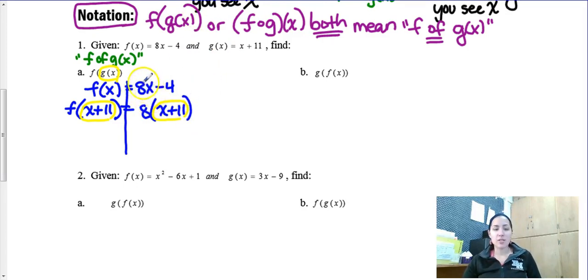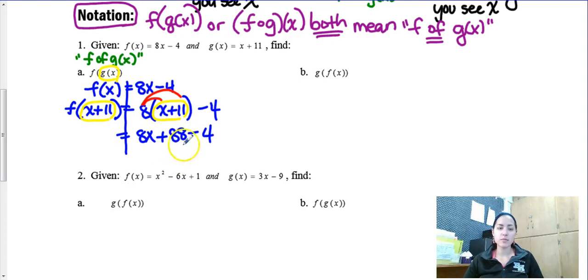Following my guide, I just took care of 8x. That minus 4 is still on the outside. From here, it's just using our algebra skills and distributing this 8 to help ourselves out. So let's send in the 8. Multiplying 8 times x is 8x. 8 times a positive 11 is 88, positive 88, minus 4. Last but not least, combining like terms, we get 8x plus 84, and we are done.